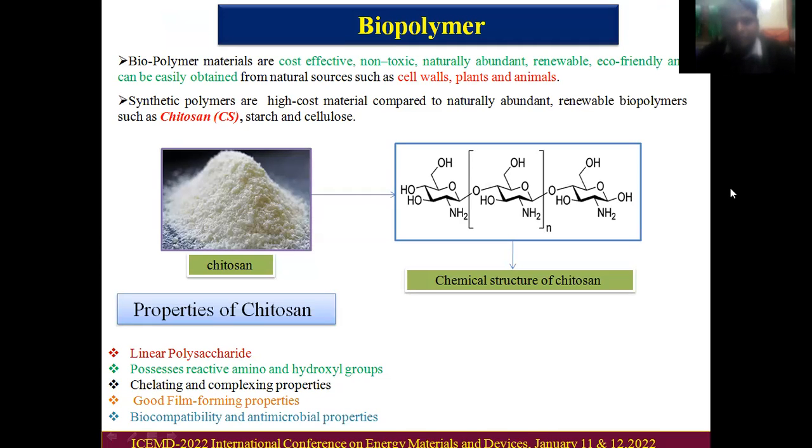Biopolymers are cost effective, non-toxic, natural, renewable, eco-friendly, and can be easily obtained from natural sources such as cellulose, plants, and animals. Synthetic polymers are high cost compared to naturally abundant renewable biopolymers such as chitosan, starch, cellulose. The first figure shows chitosan in powder form. The second figure shows the chemical structure of chitosan. Properties of chitosan: linear polysaccharide, chelating and flexible, and good film forming properties.